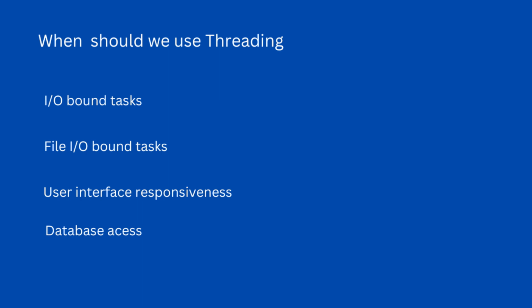Next one is user interface responsiveness. Example, a background task in a GUI application. Keeping a user interface responsive while performing a long-running task in the background, threading can be very useful. So you can run that background task using threading. Next one is database access. Performing multiple database queries concurrently to reduce wait times, threading can be very useful. So these are the basic use cases where we can apply threading.